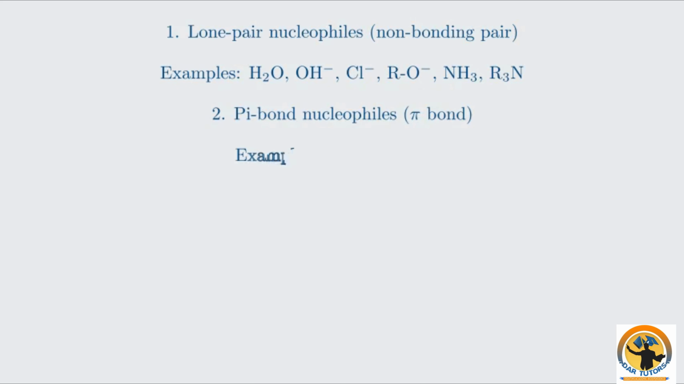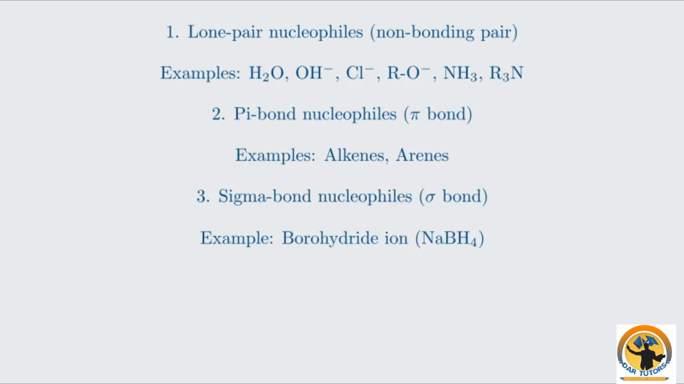Next are pi-bond nucleophiles, which use the electrons from a pi bond, such as in alkenes or arenes. The high electron density of these double bonds makes them reactive. And less common, sigma-bond nucleophiles, like the borohydride ion, where the electrons come from a sigma bond. This type of nucleophile is used in reduction reactions.